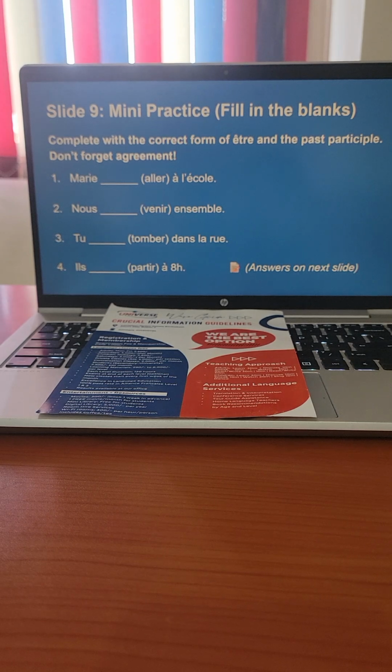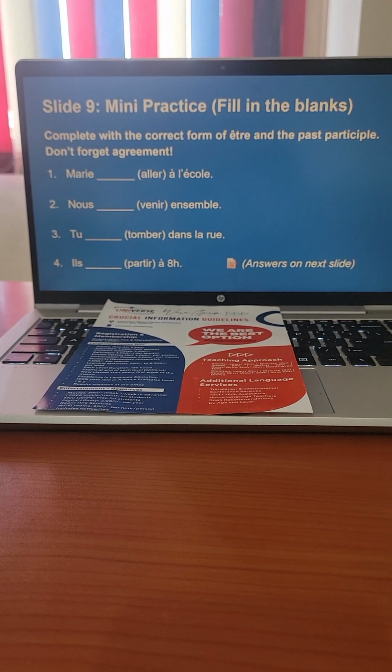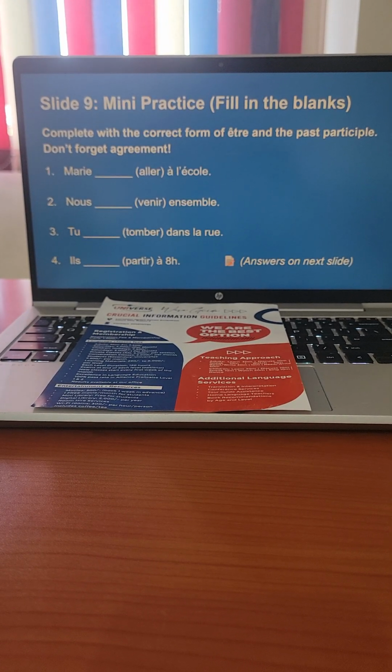Fill in the blanks. Complete with the correct form of être and the past participle. Don't forget the agreement. Marie, that's Mary, allait à l'école. Nous venions ensemble. Tu tombais dans la rue. Il partit à 8 heures.